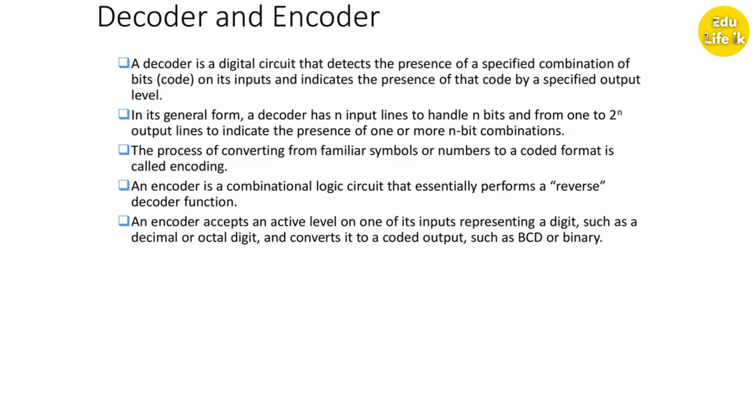Decoder and encoder. A decoder is a digital circuit that detects the presence of a specified combination of bits on its input and indicates the presence of that code by a specified output. An encoder is a combinational logic circuit that essentially performs a reverse decoder function.